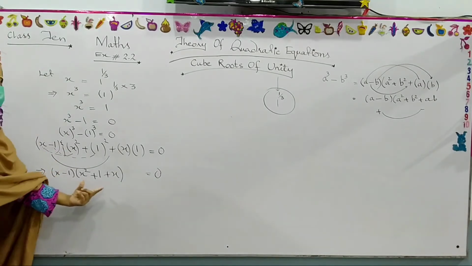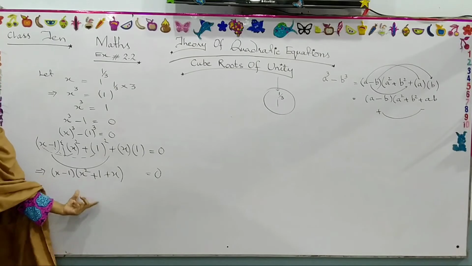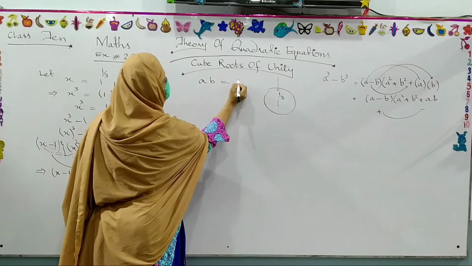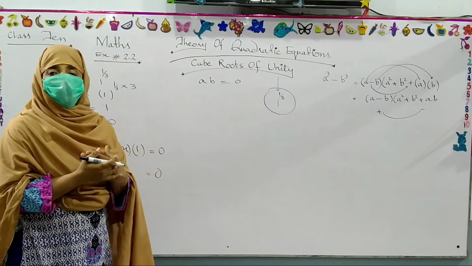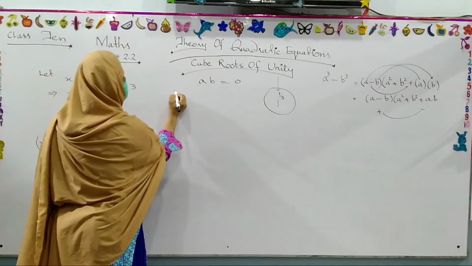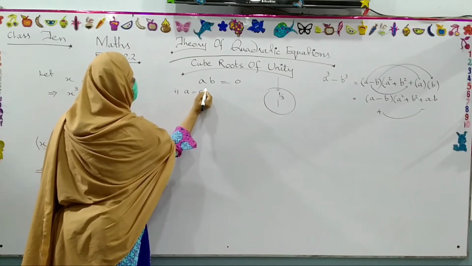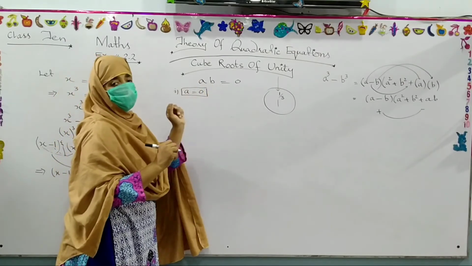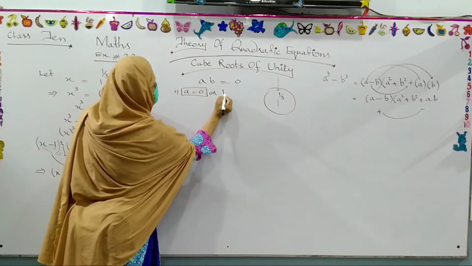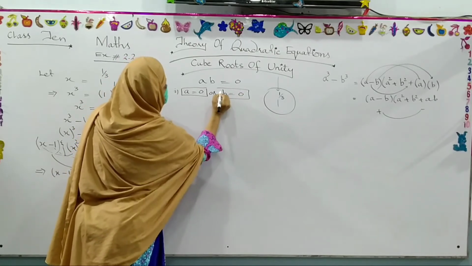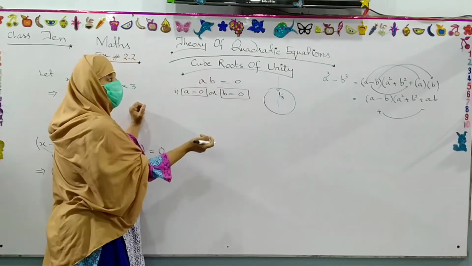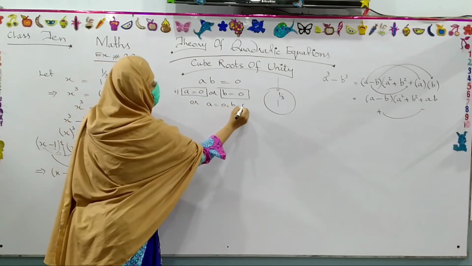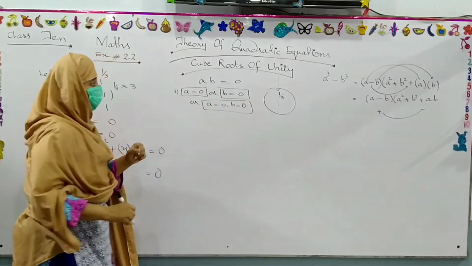Given that the product of two factors is 0. I have told you if the product AB of two factors is equal to 0, then we have three possibilities. Either A is equal to 0; if I put A equal to 0, automatically this product will become 0. Or B equal to 0; if I put B equal to 0 here, the product again will be 0. Or both will be 0, A equal to 0, B equal to 0, then the product will become 0.